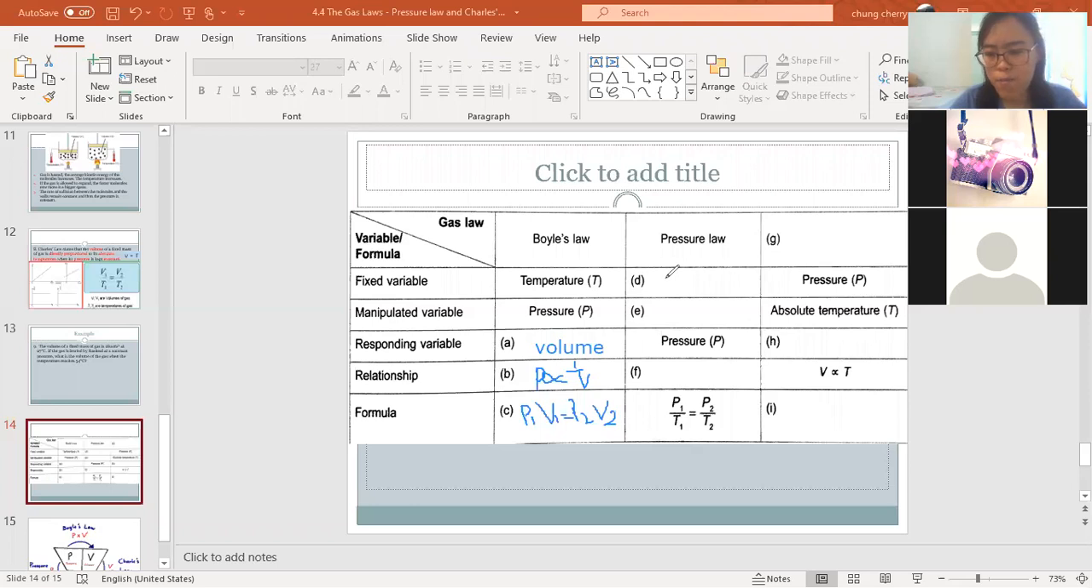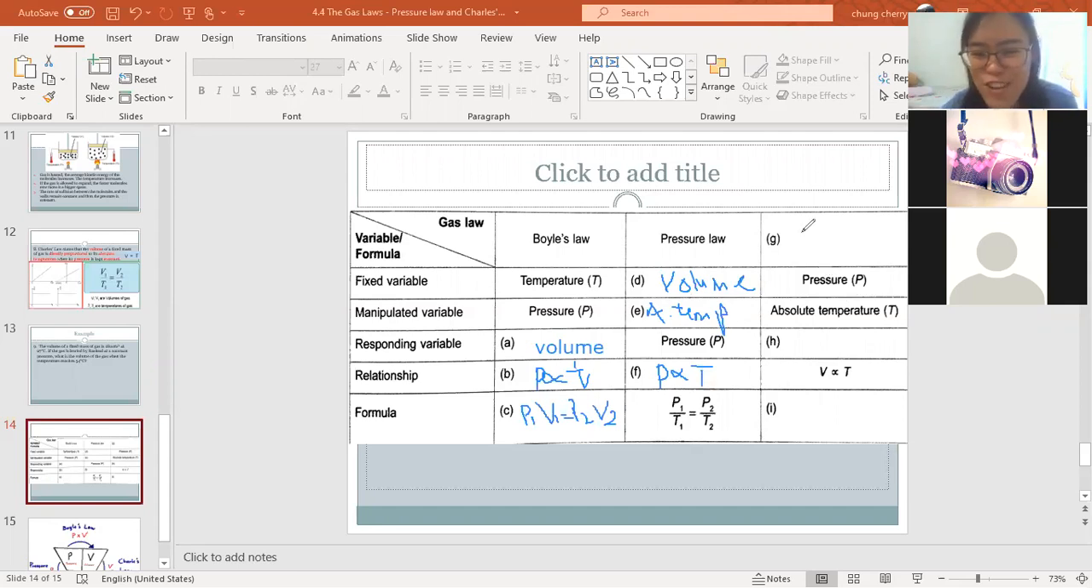So pressure law. What is your fixed variable here? Pressure law is talking about pressure and absolute temperature. So the fixed variable is volume. What is the manipulated variable? Mass of the gas and volume also can, but here we talk about volume. Temperature, but you must talk about absolute temperature. So what is the relationship? Pressure is directly proportional to the temperature. Less than 1 minute only.